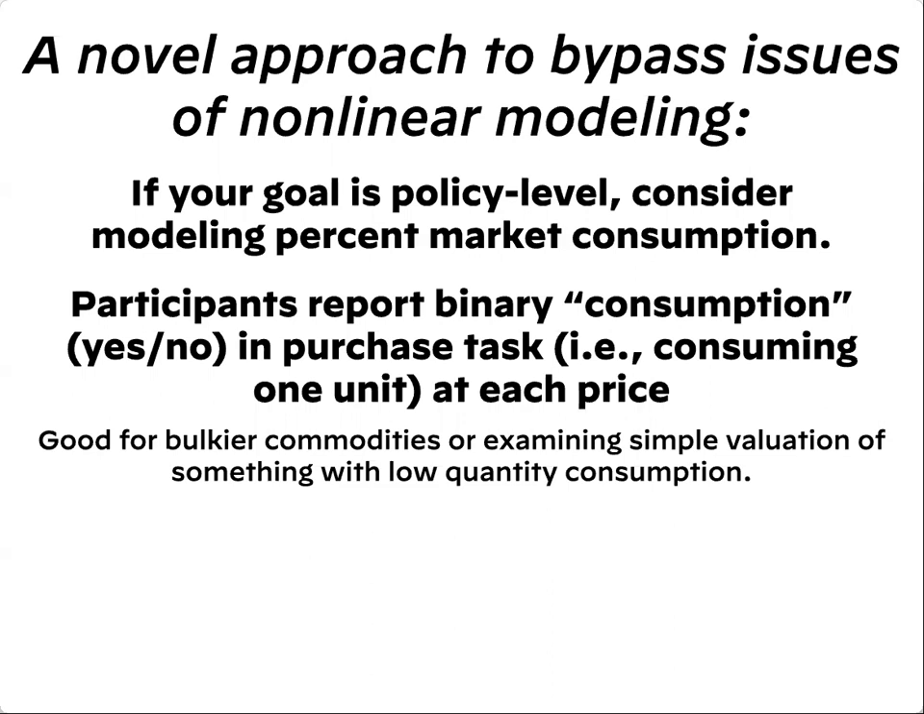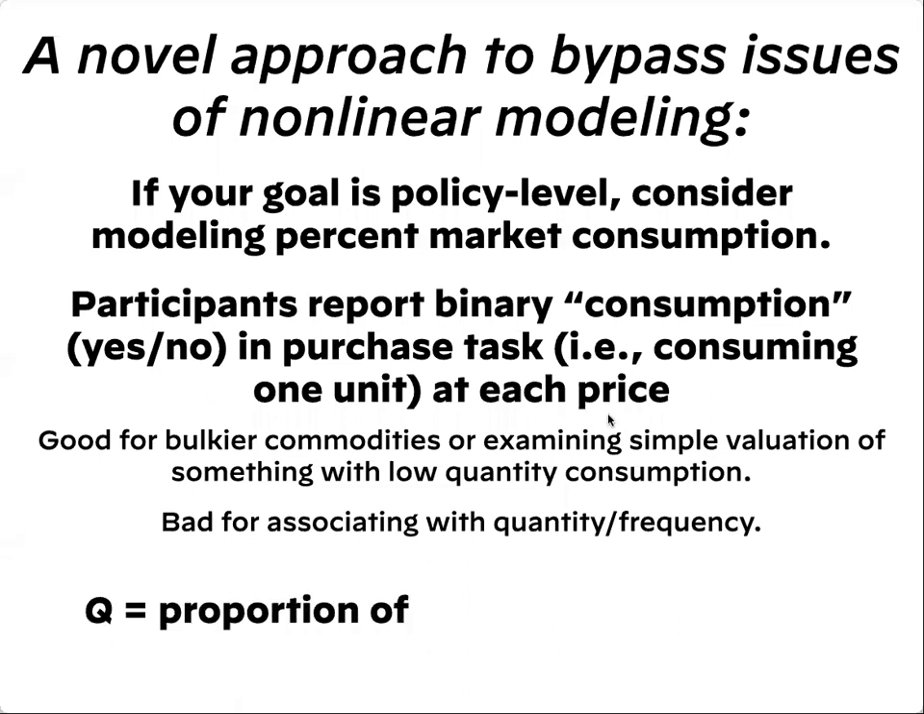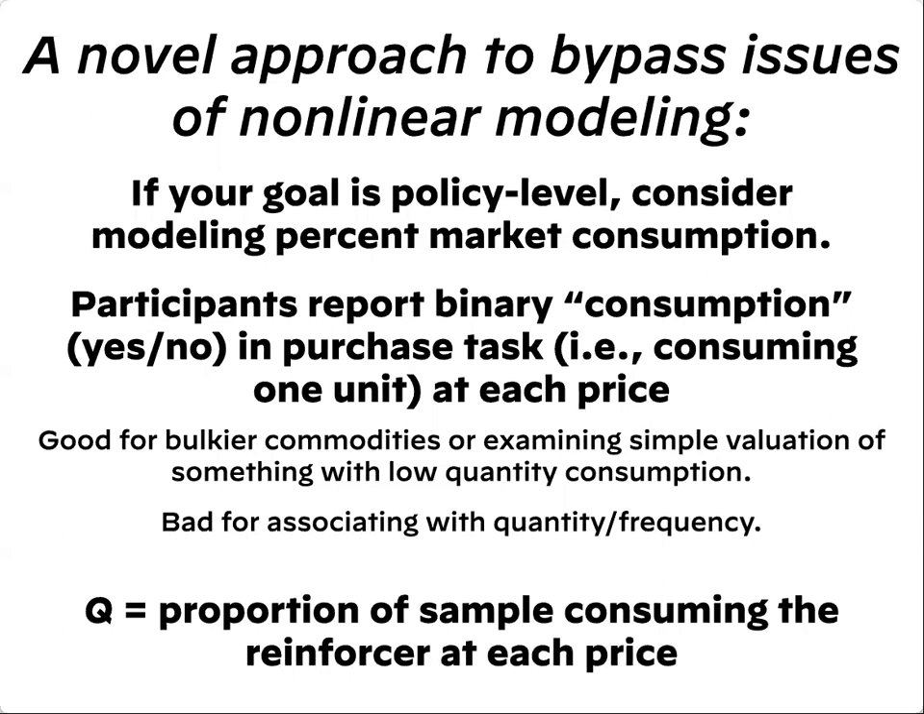We've used this for certain commodities I'll show you in a moment. But I will say, especially in the addiction world, this strays a little bit from things like quantity and frequency of consumption, because we're not getting a quantity within subject at each price. So that's a consideration. When we're doing this, we're saying that Q, rather than percent or number of reinforcers consumed, is the proportion of the sample consuming the reinforcer at each price. Or you could keep it simple and just say it's the number of participants out of the total who are consuming the reinforcer at each price.